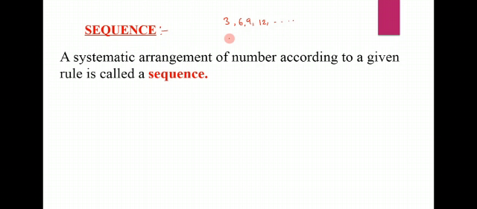So it is a sequence, and the numbers which are in a sequence are said to be terms. Let us take the first one. This is 3, so this is the first term. The first term is represented as T1, the second term is represented as T2, and the third term is represented as T3.